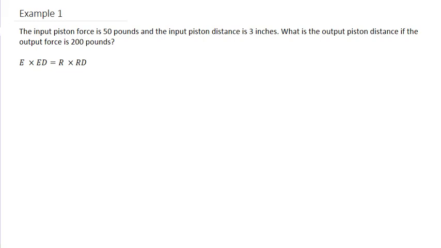Example 1. The input piston force is 50 pounds and the input piston distance is 3 inches. What is the output piston distance if the output force is 200 pounds? So we have our relationship and we need to plug in our numbers. We have 50 pounds for our input force, then our distance is 3 inches, and then we have our output force of 200 pounds. So we are looking for the distance. Let's plug it in now.